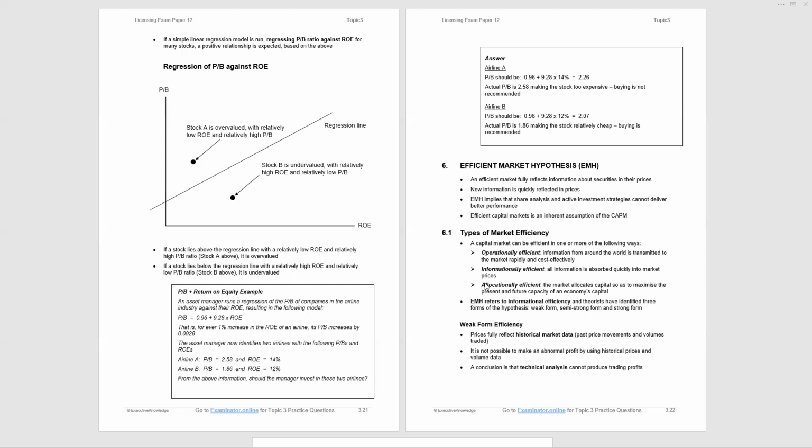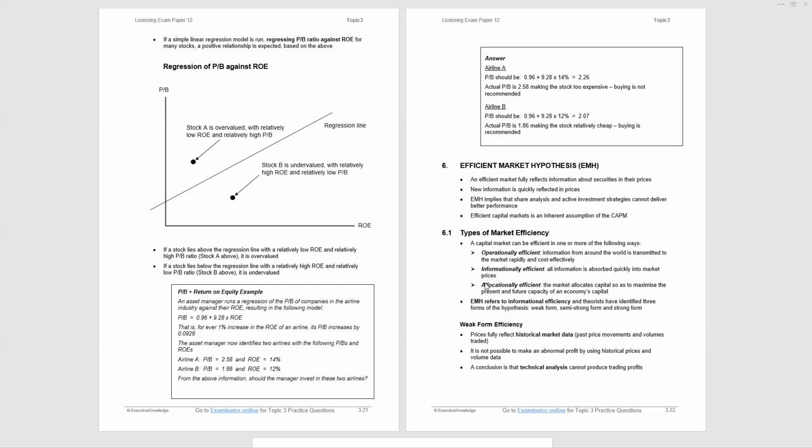Buying is recommended in that situation. Let's move on to the efficient market hypothesis, and you could easily get one question on this. Now, an efficient market fully reflects information about securities in their prices. That's what this is all about. So if new information comes on the scene, then the prices should change almost immediately on a stock market.